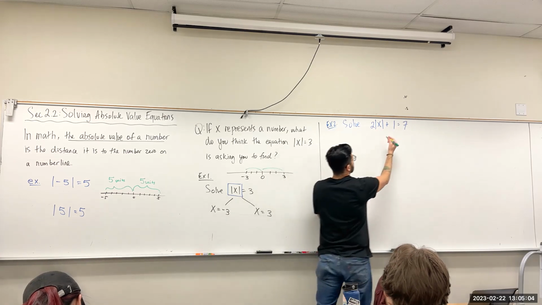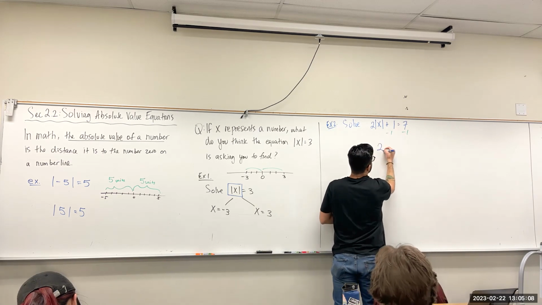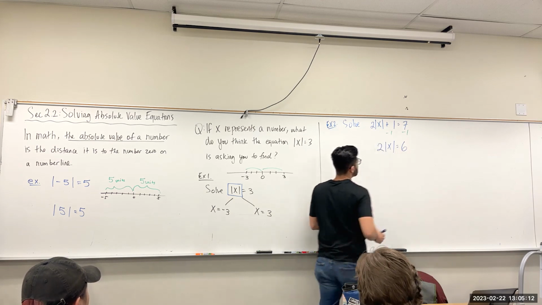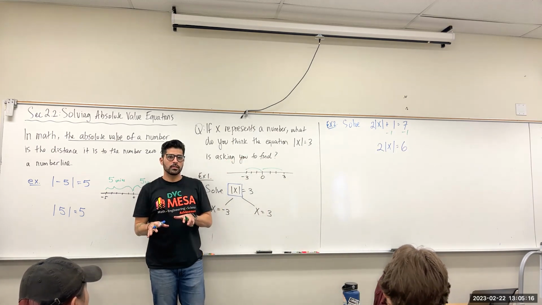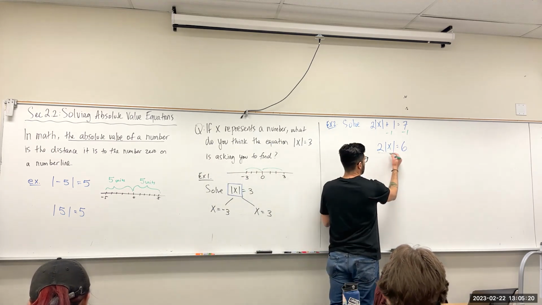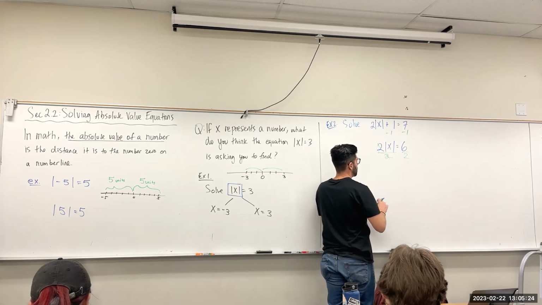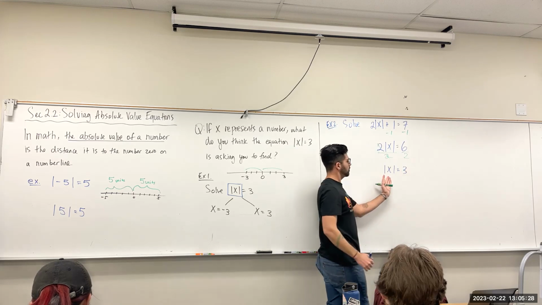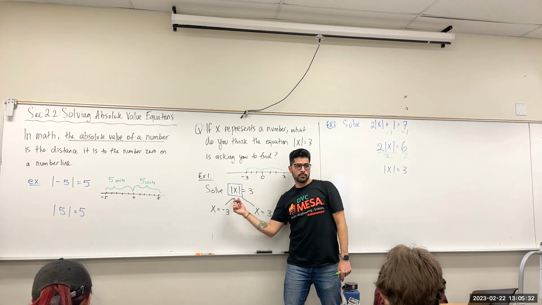Subtract 1. Get that 1 out of there, subtract it. Then you end up with 2 times the absolute value of x equals 6. Does one side only have an absolute value expression? No. So what do we have to do? You gotta divide by 2 first. Cancels off. Now I'm left with the absolute value equaling just a number. Now this concept will kick in.